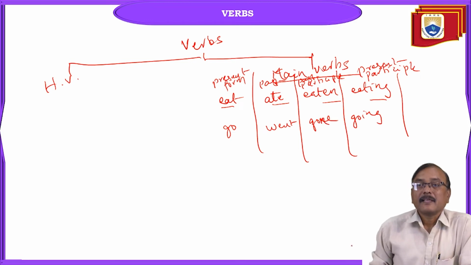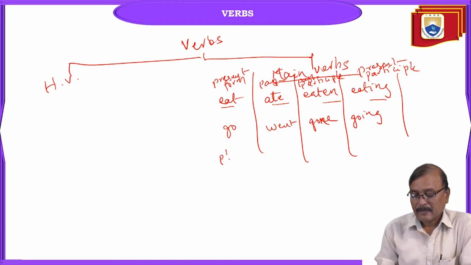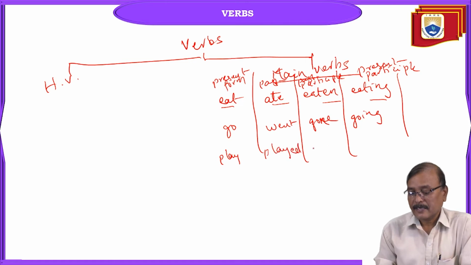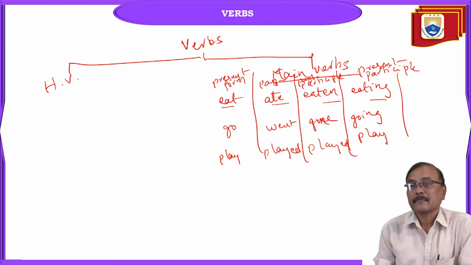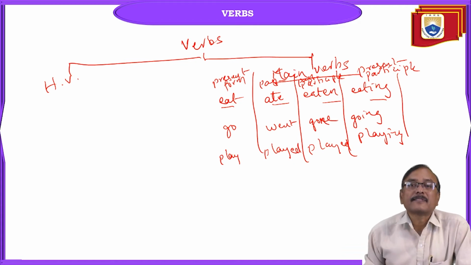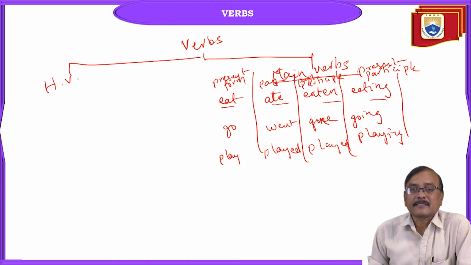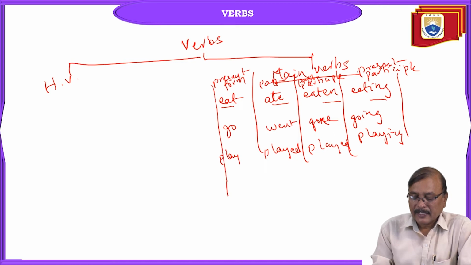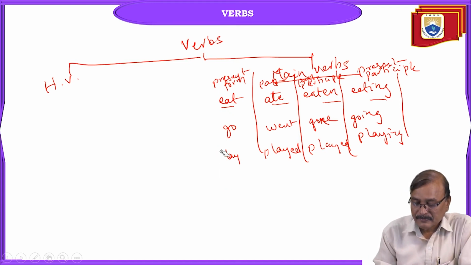Is it clear? And sometimes just by adding ed: play, played, played, playing. So remember, these are only verb forms, not the tenses. Right? And this present form will be used in the simple present tense and also simple past.